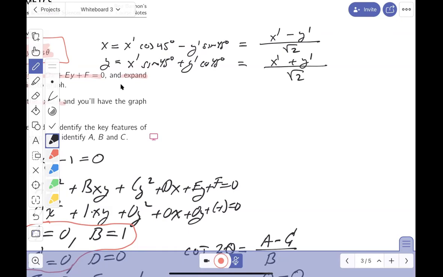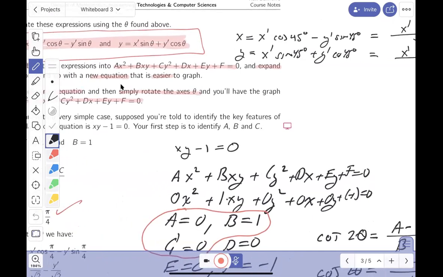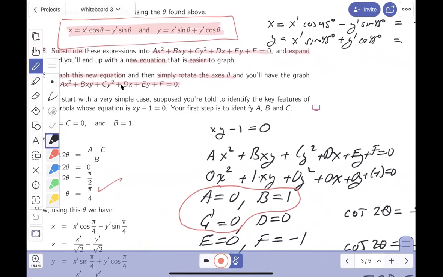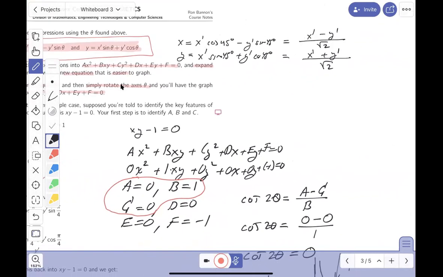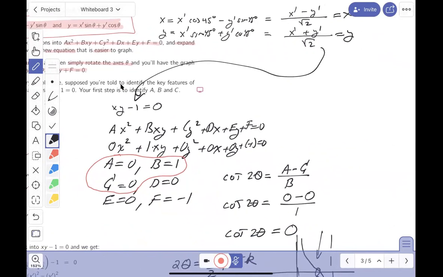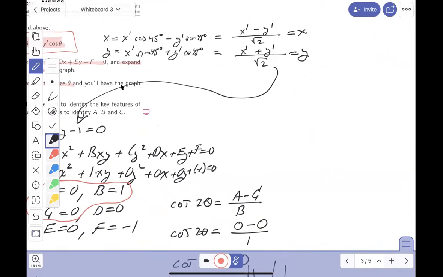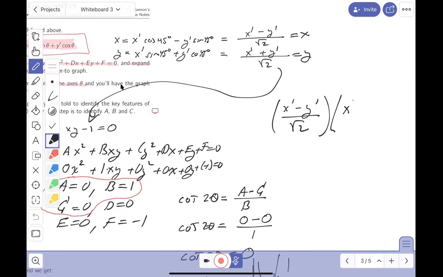They had a lot of work, no doubt about it. Now what do they want me to do? They want me to substitute it into the original equation. So I need to take this over here, right? This is what x is, and this is what y is, and substitute into the equation. I'm going to see if I can do that. Let's maybe do this over here. So what do you get? X prime minus y prime over root 2. Whoa. Times y, which is x prime plus y prime over square root of 2 minus 1 equals 0.